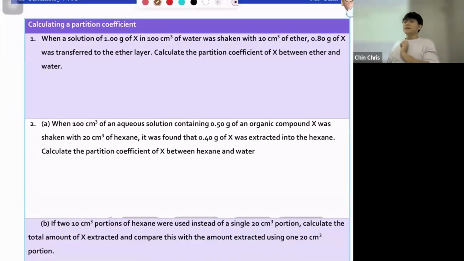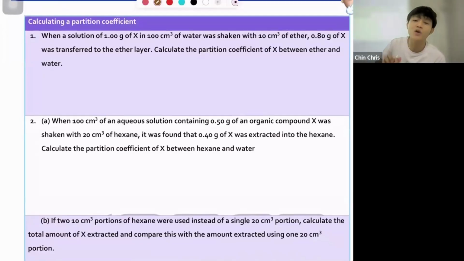Alright, guys, again. If you are not very good at imagination, always draw it out. My advice for you for KPC is please draw. Drawing really makes a very big difference. So guys, I'm going to show you the first question. How am I going to do it? A solution of 1 gram of X in 100 cm cube of water. Basically, I'm going to draw a separating funnel.